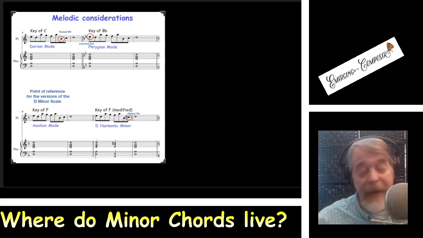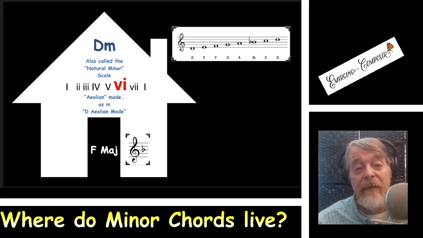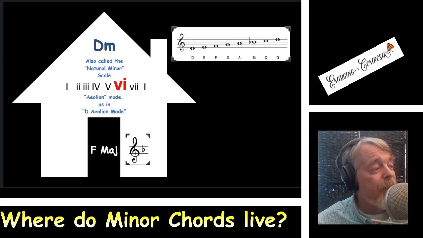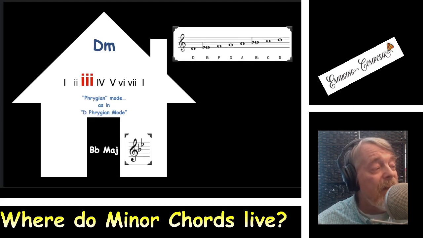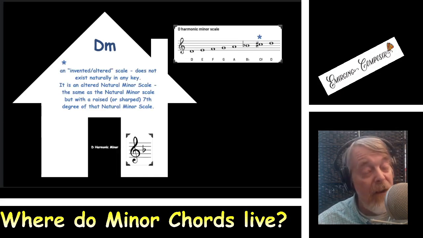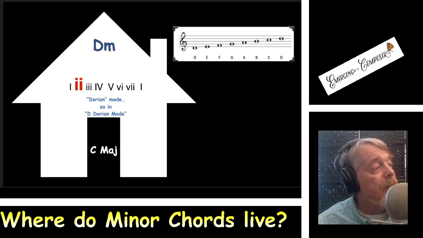So, again, just to review, D minor chord exists in 4 different homes. Natural minor, it's the 6th degree of the scale of the key of F. It exists as a 2 chord in the key of C. It exists as a 3 chord in the key of B flat, and exists as its own little home as a D harmonic minor scale. Each one of these has a different key signature.